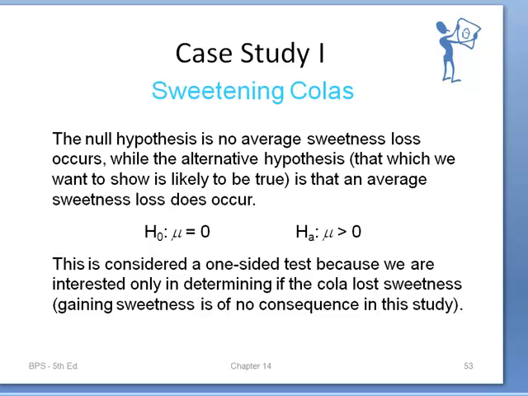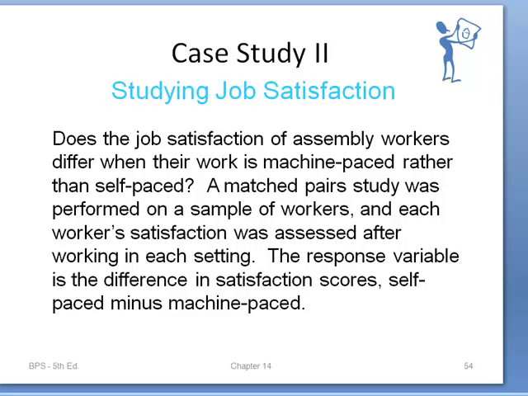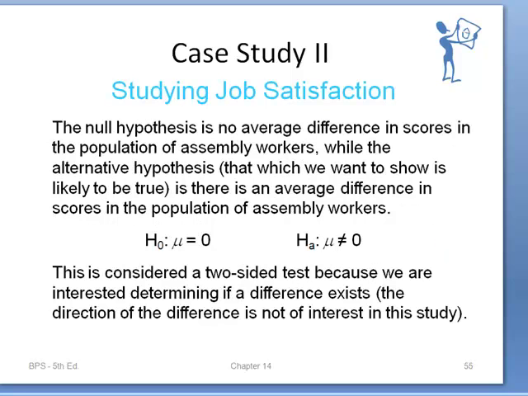So here's another example. Now I'd like you to read this problem and state the null and alternative hypotheses. So let's see how we'd write that up. The null hypothesis is that there is no average difference in the scores in the population of assembly workers, while the alternative is that it's different. So this is going to be a two-tailed test. And we're going to determine if any type of difference exists.